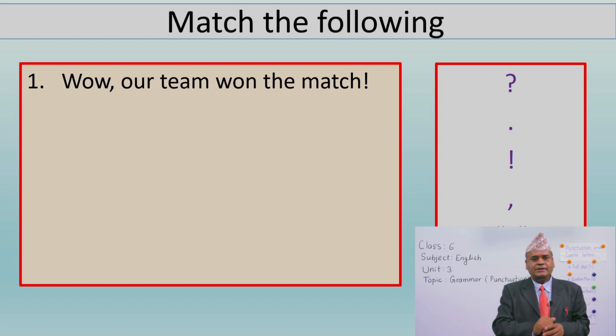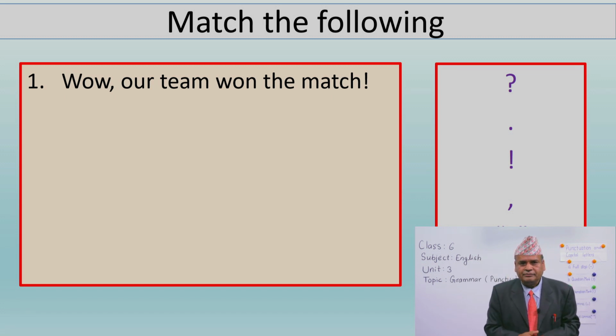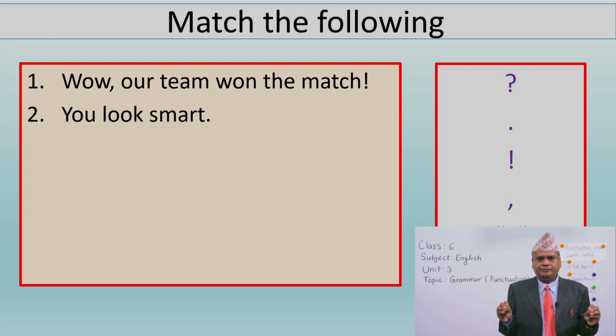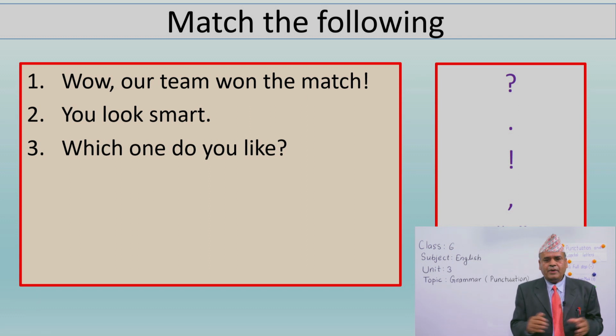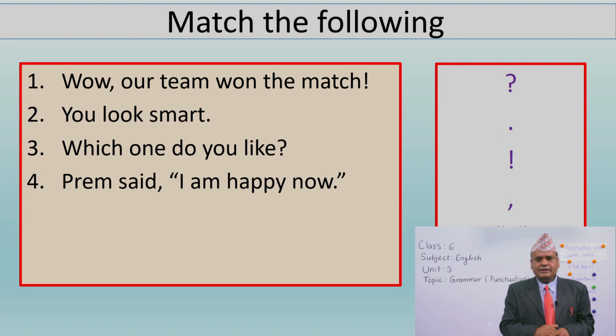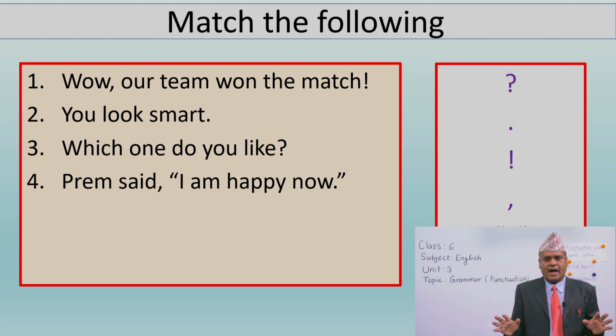So in the first sentence, wow, our team won the match. So we use a comma and a sign of exclamation. It's a shortened expression. You look smart. Okay, it's a simple sentence. That is a statement, and we give a full stop. And number 3, which one do you like? It's a question, so we are giving a question mark. Next is, Prem said, I'm happy now. So this is direct speech, so it is enclosed with inverted commas, right?